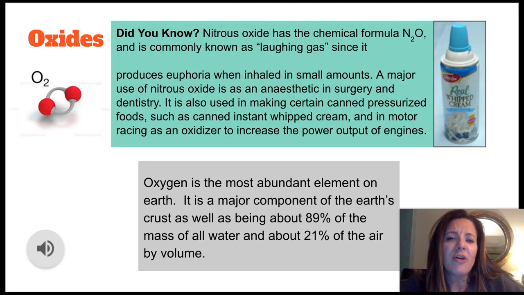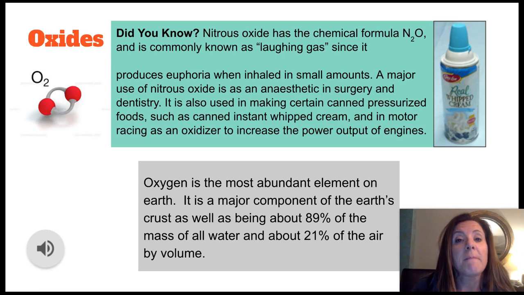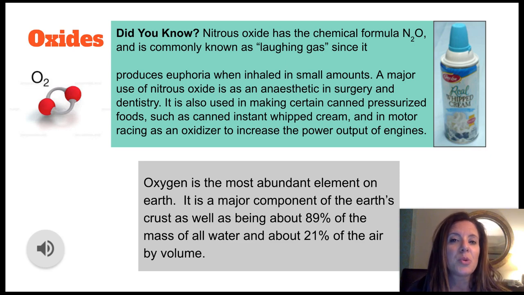Now, recall that oxygen is one of the most abundant elements on Earth, and it is one of the major components of the Earth's crust, and it also makes up about 21% of our atmosphere. A common non-metal oxide is dinitrogen monoxide, also known as nitrous oxide. It is also referred to as laughing gas, as it produces a sort of euphoria when inhaled in small amounts.